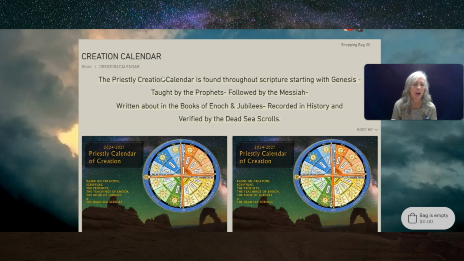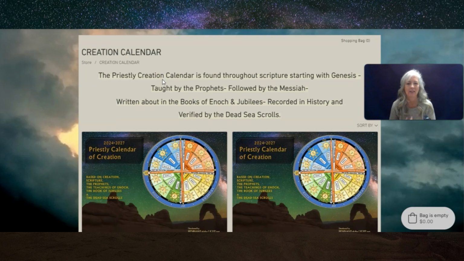But so taught by the prophets and followed by the Messiah. And I'm very pleased to say I can say that with confidence. Written about in the books of Enoch and Jubilees, recorded in history, and verified by the Dead Sea Scrolls. I don't know how many more witnesses we need to this calendar.